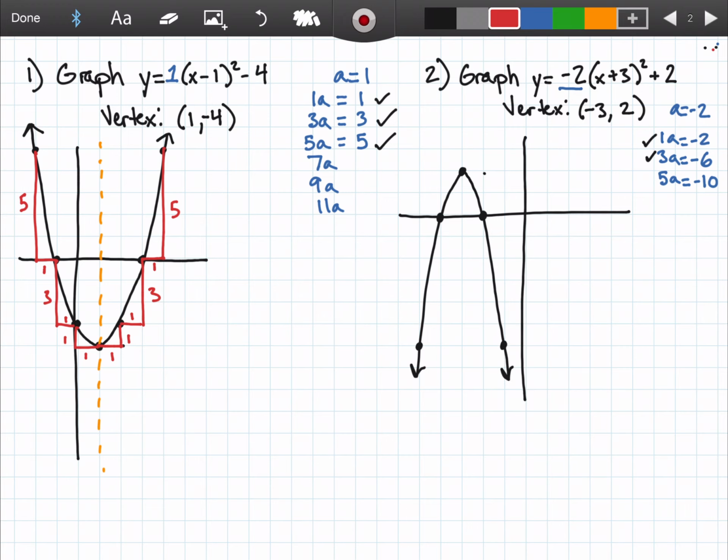I'm going to mark that in red like I did on the other one, just so you can see where that movement came from. Over 1, down 2, over 1, down 6. Same thing on the other side. Over 1, down 2, over 1, down 6. That's all it takes. So this just means if we can find the vertex, we know how to graph, and that's awesome.